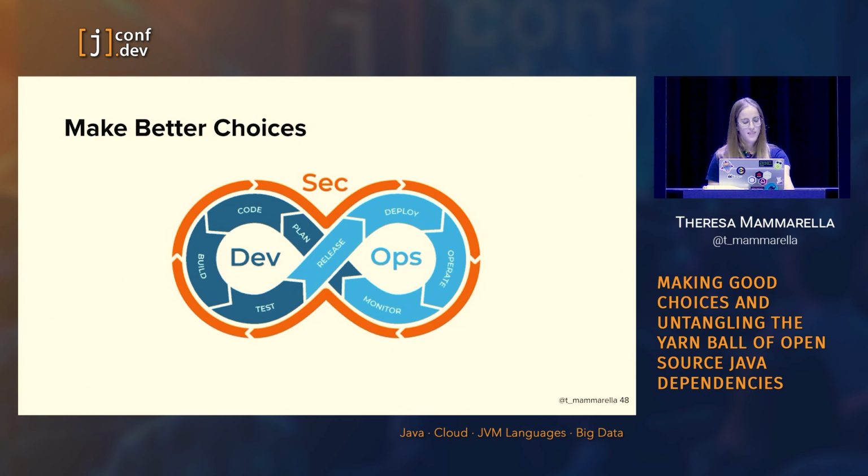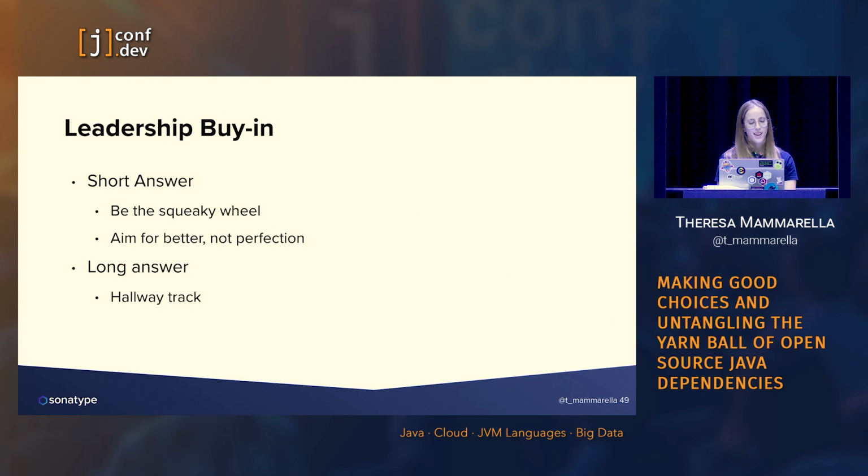Now, I know this is a developer conference, and again, I'm not single-handedly asking each of you to go implement this in your organizations, because that is likely not possible depending on what level you're at. And so a key question that I get asked quite a bit is, how do I get my leadership to buy into this? So short answer is, be the squeaky wheel, keep bringing up the issues here. And the Log4j example is a great one, and so are some of these studies that I mentioned. And aim for improvements, not to be perfect.